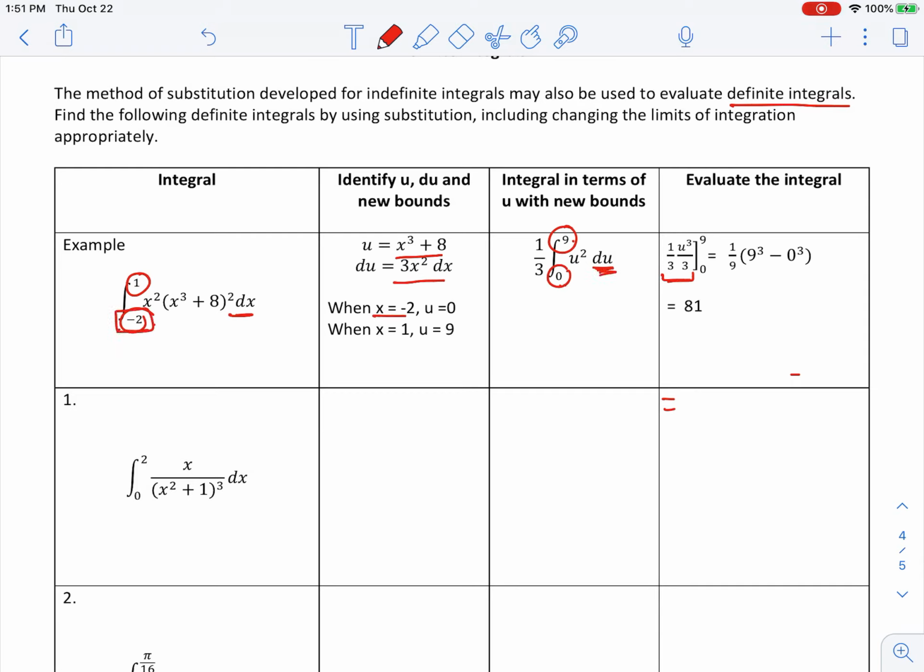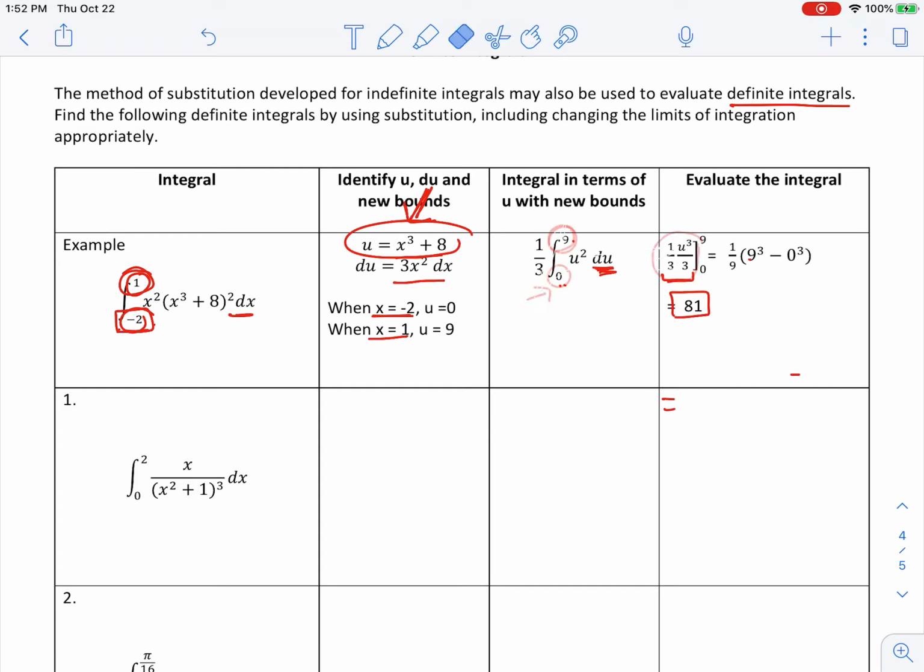Your lower bound was x equals -2. So if I plug in -2 in for x here, that gives me -8 plus 8, which makes the new bottom u bound be 0. And then do the same thing with the upper bound. When x is 1, if I plug in 1 here, 1 cubed plus 8 is 9. So that becomes a new upper bound. So now you can go ahead and plug in the upper bound for u, the upper bound for the lower bound, and you'll get to 81 here.